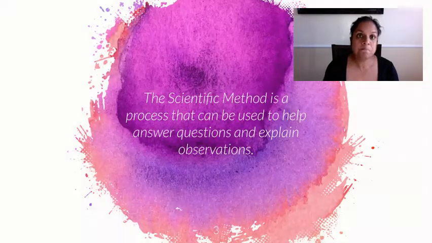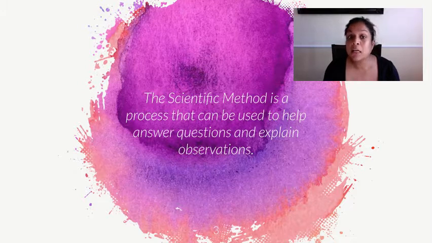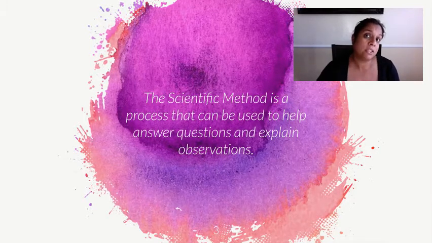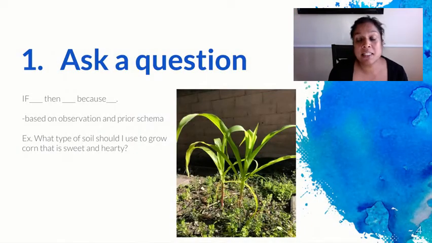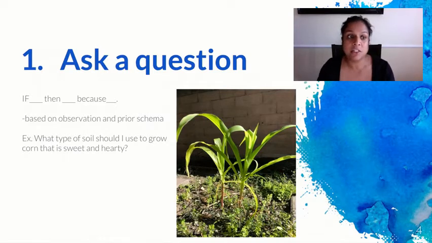and what we're going to be talking about today. So, one thing that's interesting is that there's not just one way to do science and to answer our scientific curiosity, but the scientific method is one way, one process we can use to methodically go about trying to understand and answer a question. So the first step of the scientific method is ask a question, okay? And it's based on observations that we see in the world around us and our prior schema.